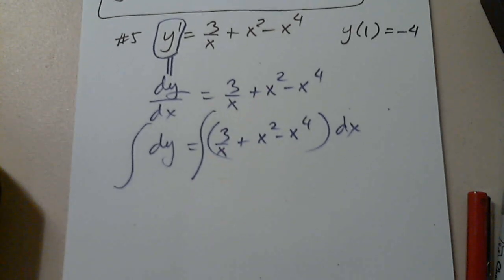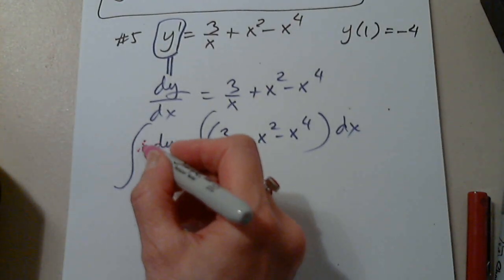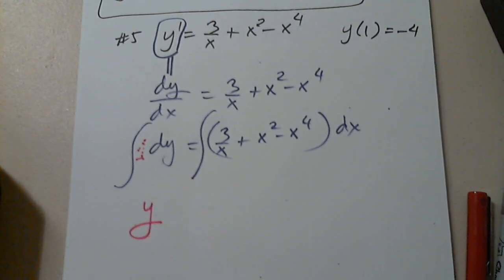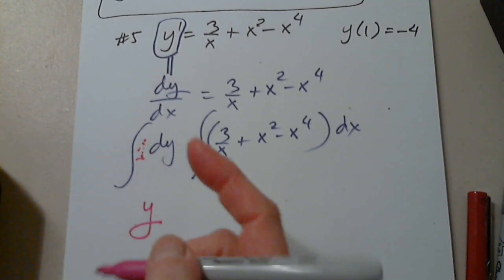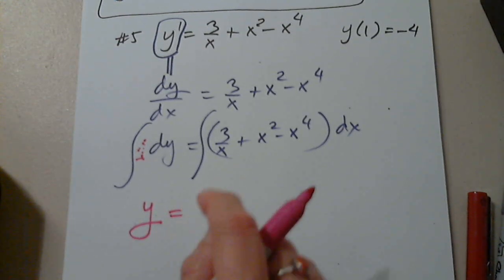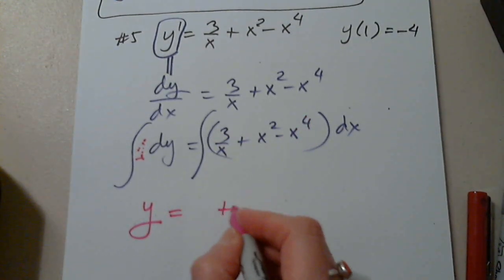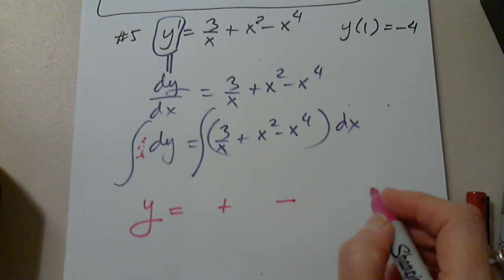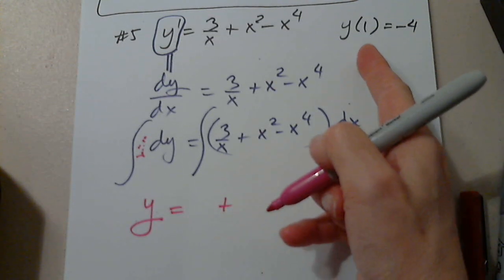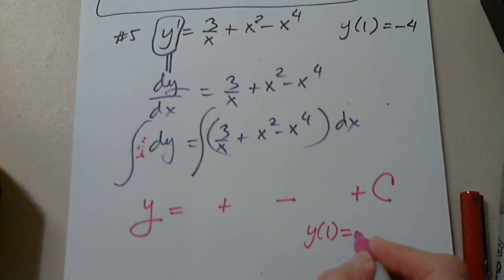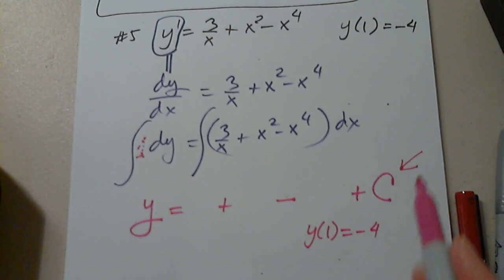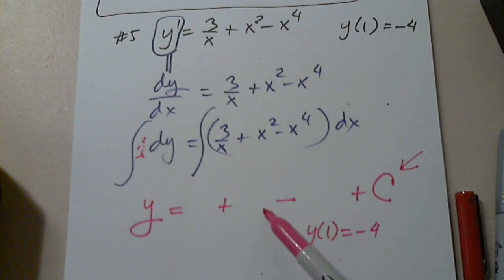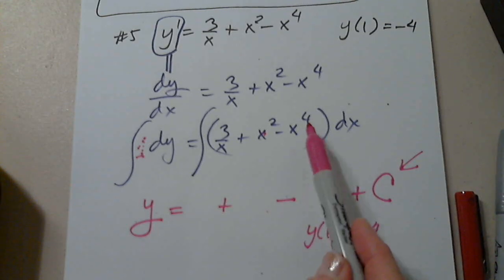Good. So when I differentiate this, this is 1. So the answer is y, because y prime is 1. Now here, which function prime is 3 over x, plus which function prime is x squared, minus which function prime is x to the fourth, and of course plus a constant c. And I'm given that y of 1 equals -4, helping us determine c. But we have to identify these functions. The function I differentiate to get this, the function I differentiate to get this, and the function I differentiate to get that.